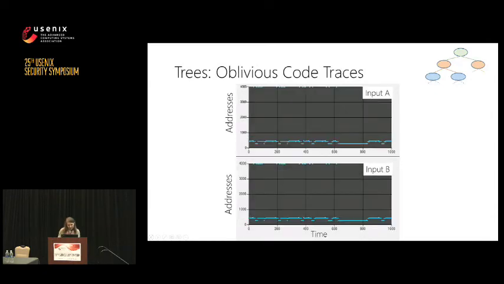Okay, so now this is a trace of the same input A and input B, but now collecting traces from our oblivious execution of the code.